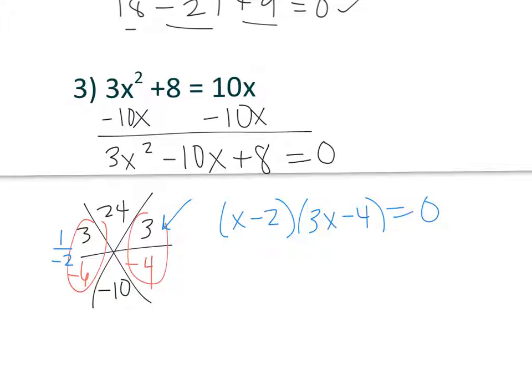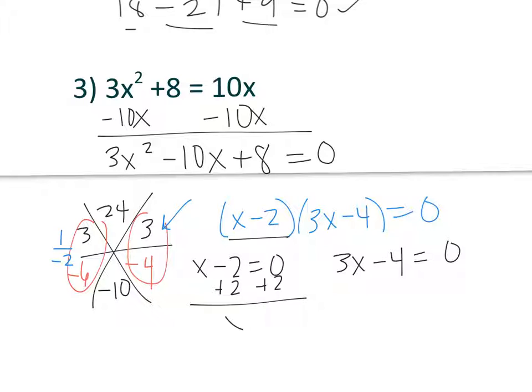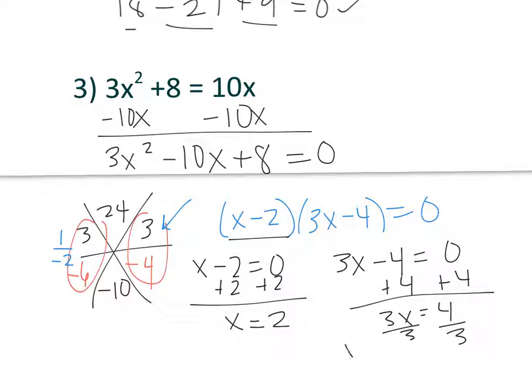Then I would set them both equal to 0, so I'll show my work on this one. Again, if you can do them in your head, go for it. I'll add 2 and get x equals 2, add 4, and then eventually divide by 3. So then I get 4/3. So my two solutions here are 2 and 4/3.